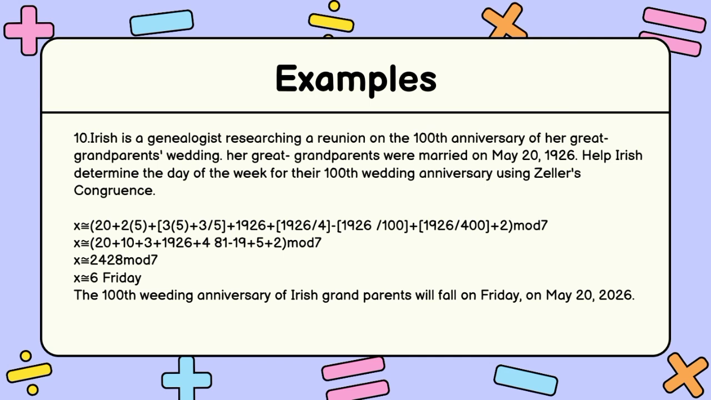So, again, analyze the problem and identify the day, month, and the year. The day is 20 and the month is May. So D is equal to 20 and M is 5 and the year is 1926. So let's use Zeller's congruence to solve this, and the answer is x is congruent to 6. So it's Friday, and the 100th wedding anniversary of Irish's grandparents will fall on Friday, May 20, 2026.